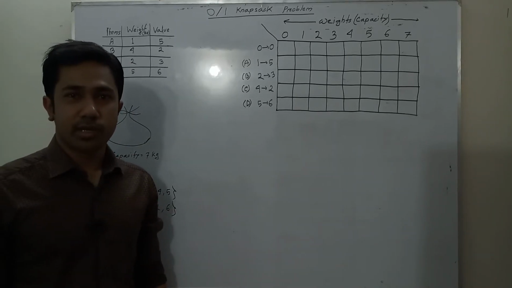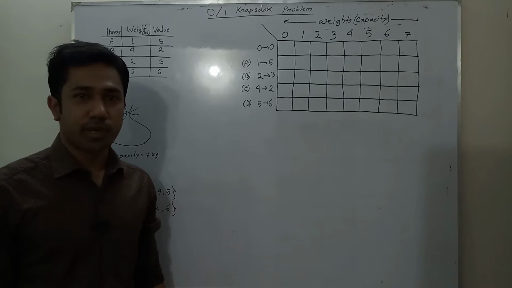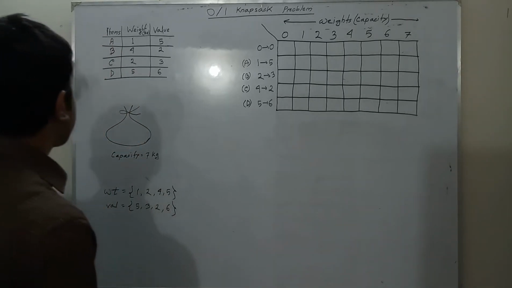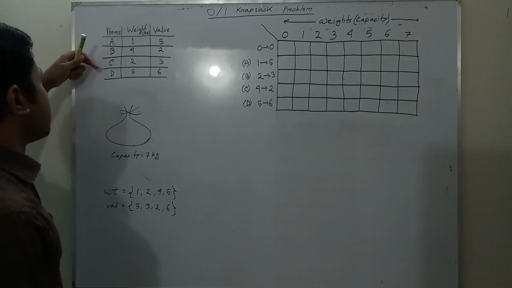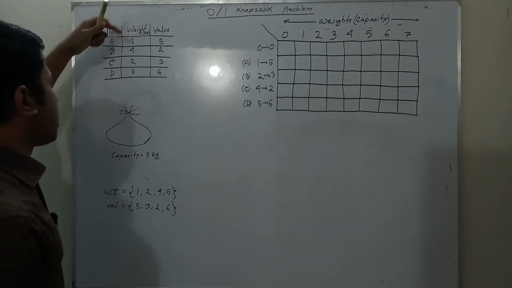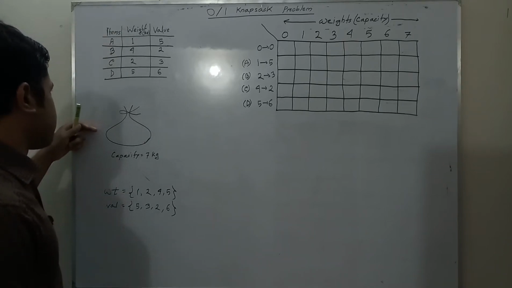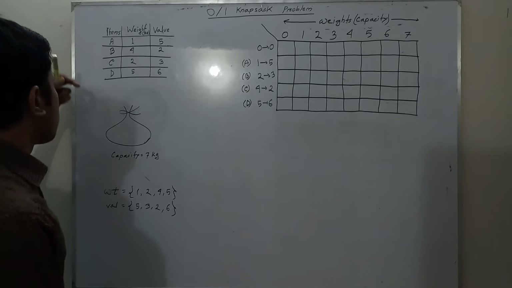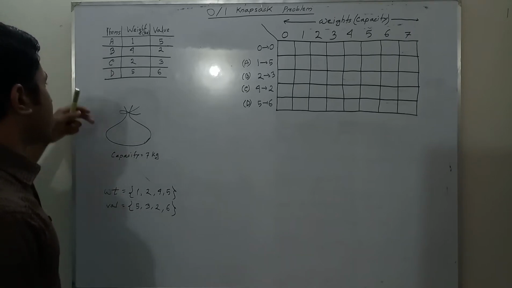Today I will discuss the 0-1 knapsack problem. Here I have 4 items A, B, C and D with their weight and value, and I also have a knapsack to keep those items in.